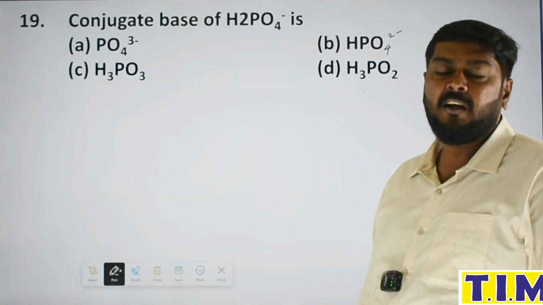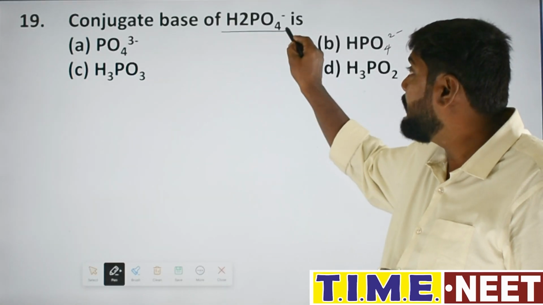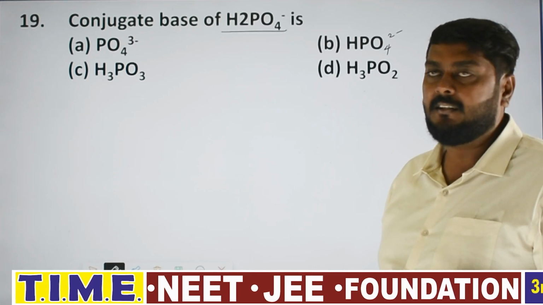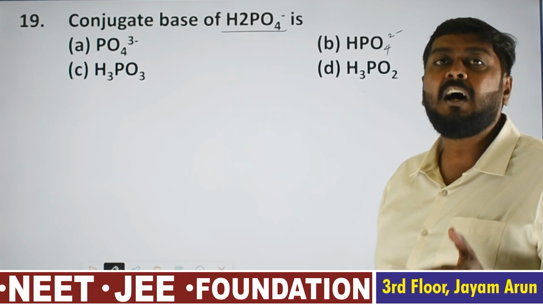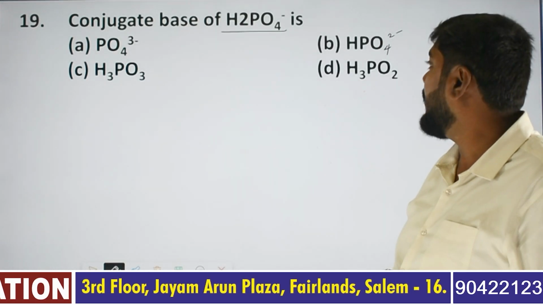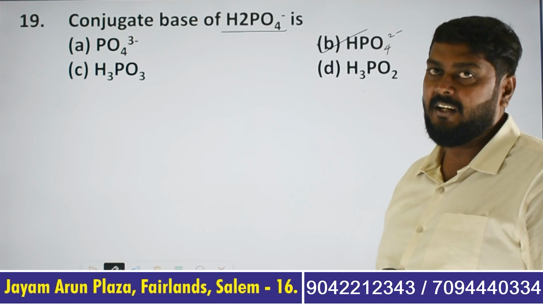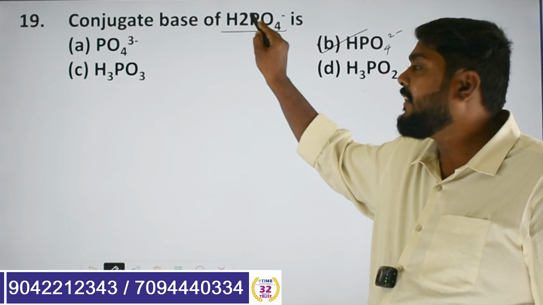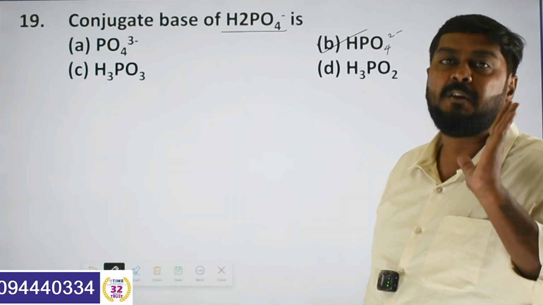See, you are asked to find the conjugate base of H2PO4-. So the conjugate base will have one H+ less, right? And the conjugate acid will have one H+ more. So from H2PO4-, if you remove an H+, it will be HPO4 2-. Similarly, you have to know that the conjugate acid of H2PO4- will be H3PO4, right?